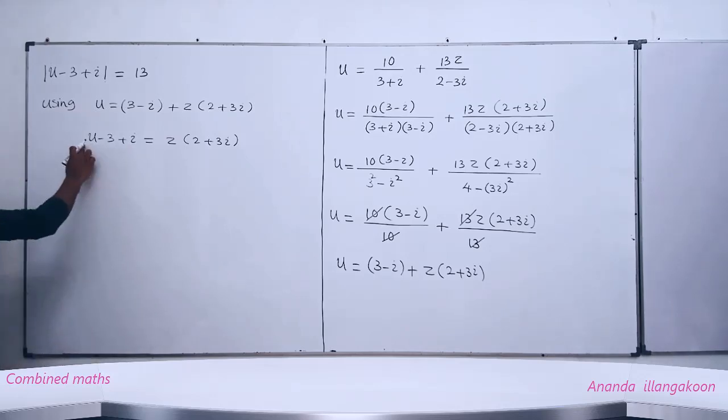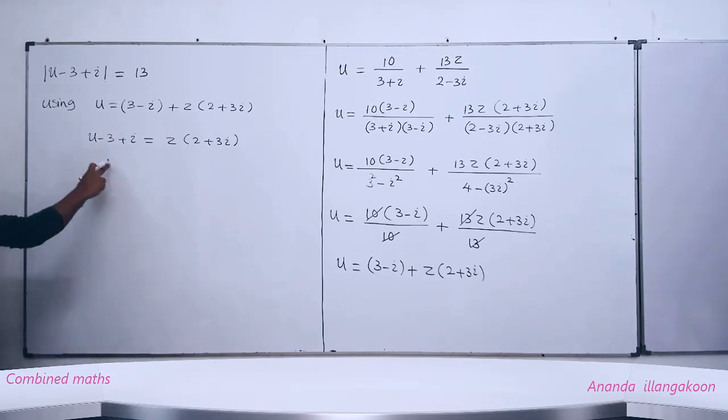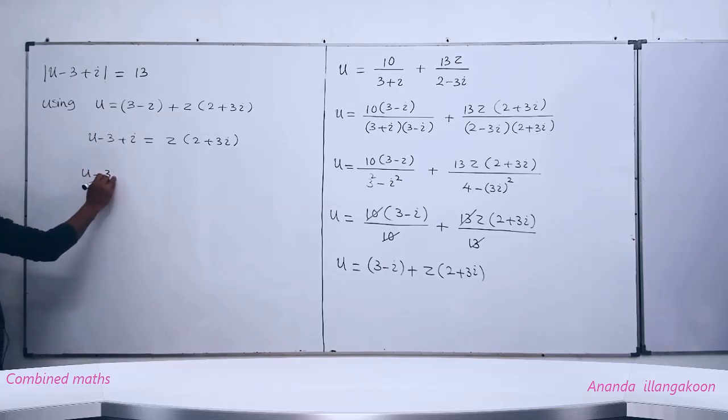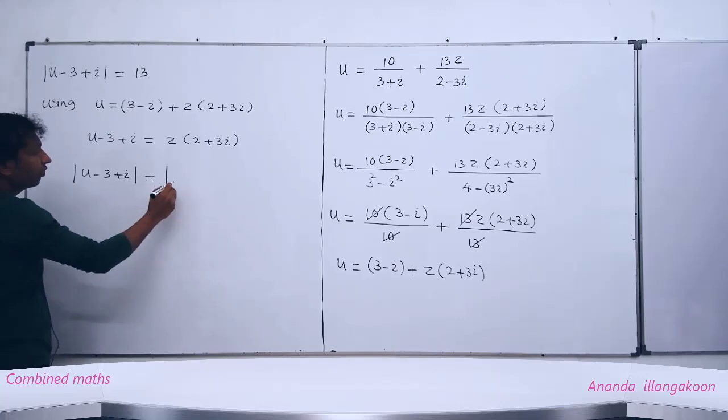This is a complex number, no? u is a complex number. Subtracting 3 from that, the result u minus 3 is a complex number. Adding i to that complex number, i is a complex number. The sum of two complex numbers is another complex number. So therefore, on the left hand side we have a complex number. Then its modulus, people, is equal to the modulus of the right hand side.